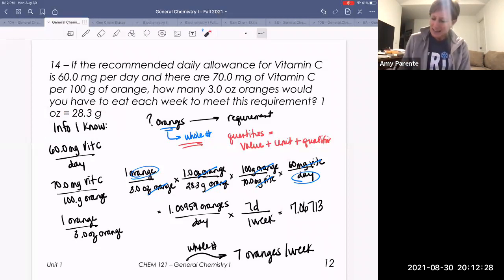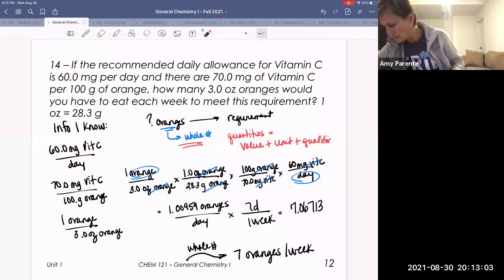Anytime we have something like, hey, 60 milligrams per day is the daily allowance, I know that 60 milligrams of vitamin C is equal to 1 day. That's what I get from the words there. What that creates for me is a unit conversion that has milligrams of vitamin C in the numerator and day in the denominator. Keep in mind, I can actually use these in a variety of different directions.